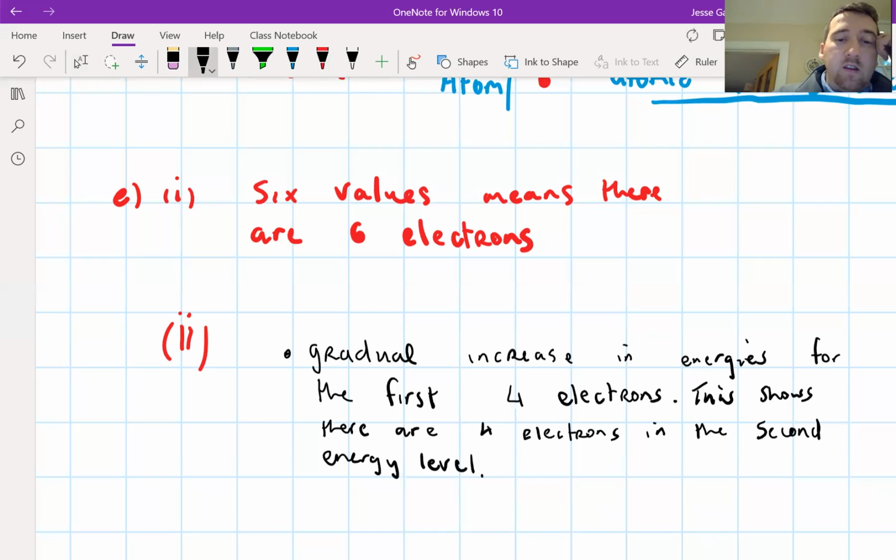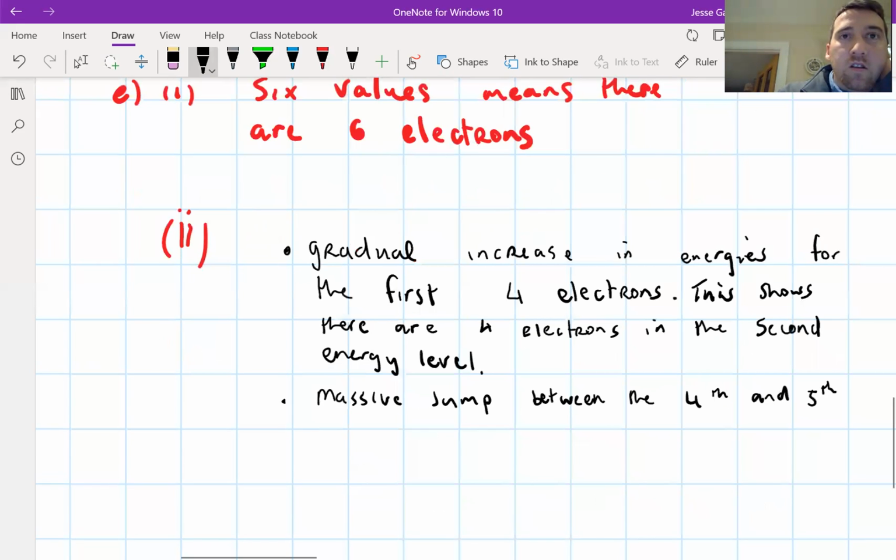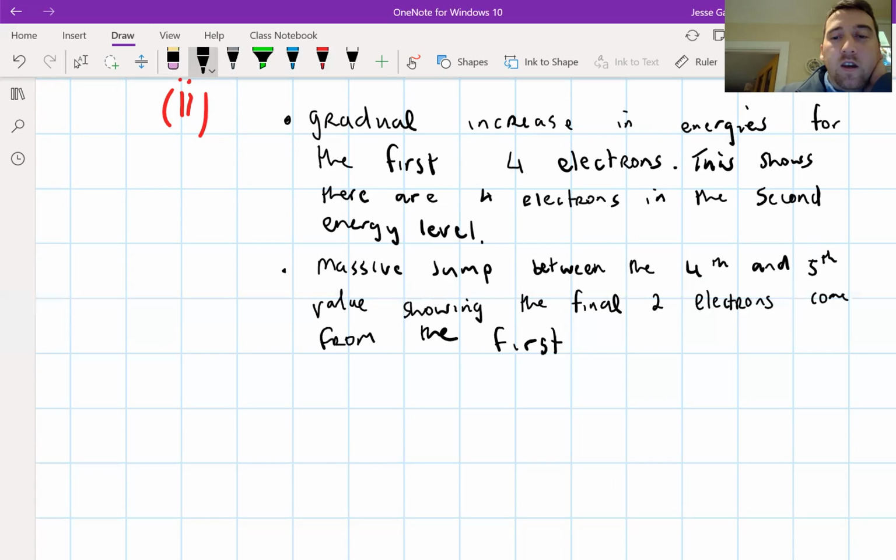What else do we notice then? There is a massive jump between the 4th and 5th value, showing the final 2 electrons come from the first energy level. That's what I would say, first energy level.